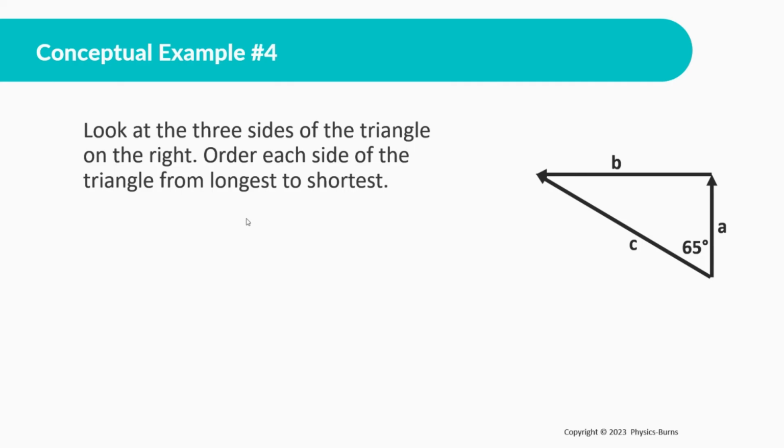Look at these three sides of the triangle. Order each of the triangles from longest to shortest. Again, if you've been watching this so far, you should know the hypotenuse is always just going to be first, which is great. And this angle here is what's going to help us to know which leg is bigger. 65 degrees means B, it's more than 45, so B is going to be larger. And A is going to be shorter because most of the triangle is on this side of the 90-degree angle, that means B is bigger. So it's going to be C, B, A.